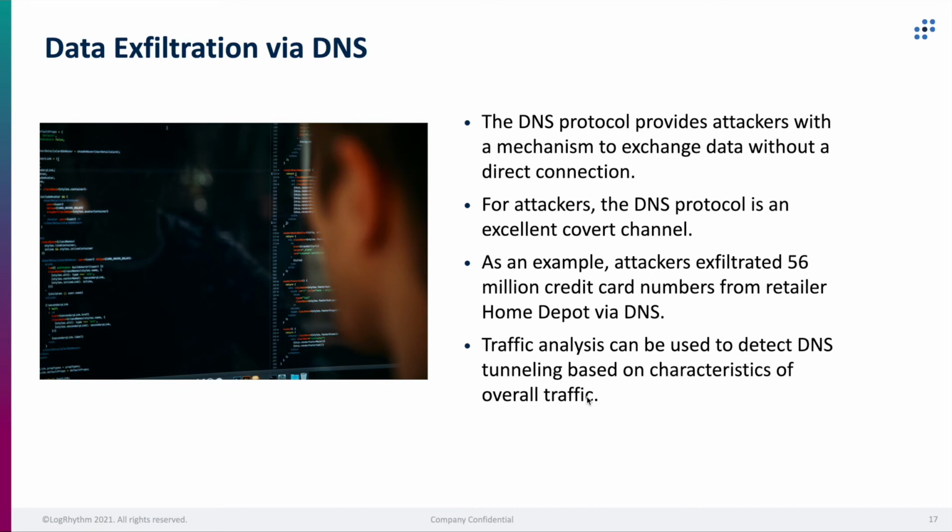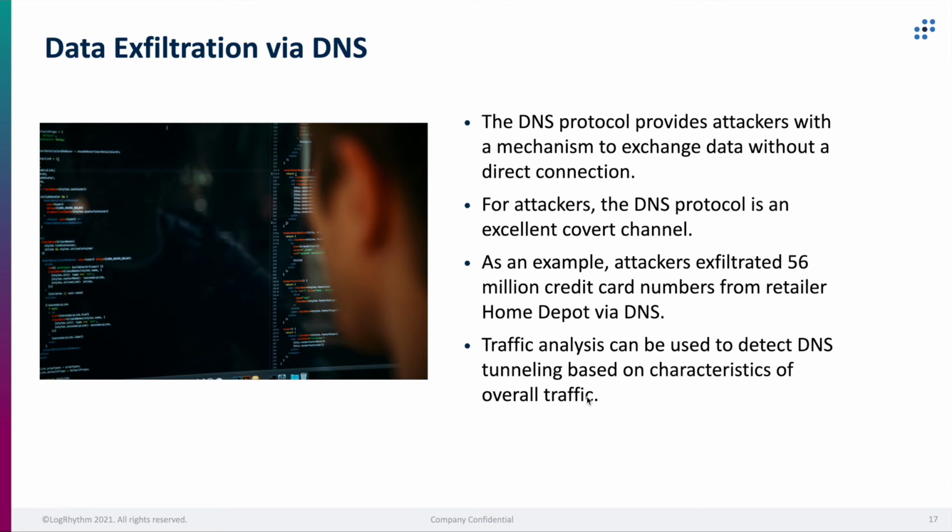There's a number of different ways this can be achieved, but using the DNS protocol gives attackers a mechanism to exchange data without a direct connection. This makes DNS a very good covert channel, coupled with the fact that DNS is often allowed to pass a network and is often not inspected to the same level as other types of network traffic. There are new controls in place, such as DNS firewalls, and so on and so forth. But generally speaking, traffic analysis can be used to detect DNS tunneling, or any kind of tunneling for that matter, based on the characteristics of the overall traffic.